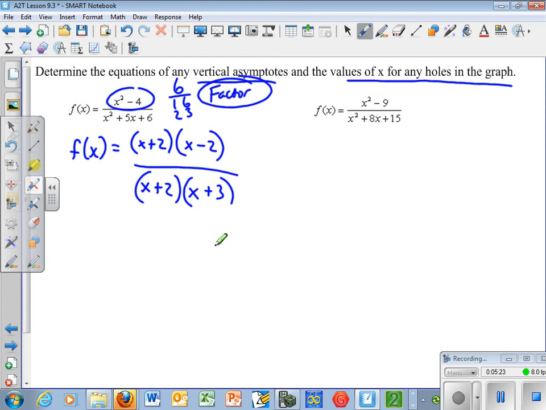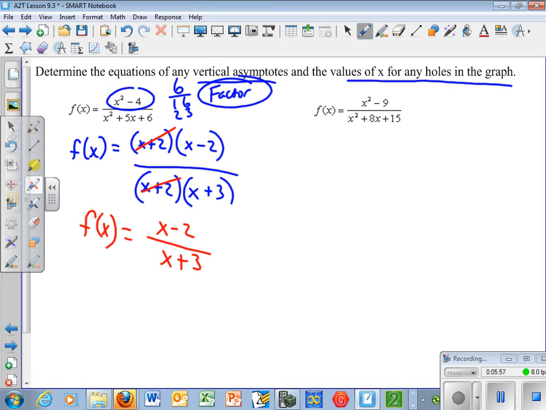Now, if you notice, those factors can cancel, kind of like what we did earlier when we were simplifying rational expressions. So they cancel, which leaves me with the function in simplified form being x minus 2 over x plus 3. Now, I'm not going to put them in parentheses anymore because these other factors canceled out. Okay? But there's the simplified, and I cannot cancel the x's there because of addition and subtraction signs on the top and the bottom. Okay?